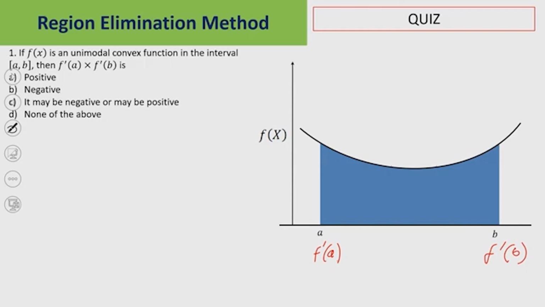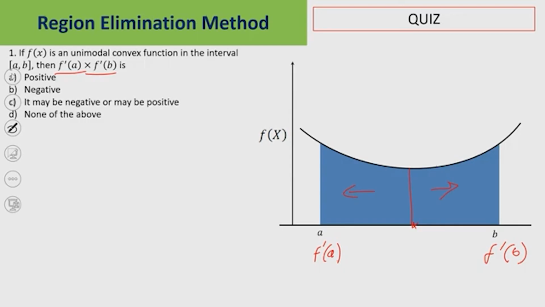Now, if I multiply these two derivatives, the derivative at a and the derivative at b, what will be the sign? Will it be a positive value, a negative value, or may it be positive or negative, none of the above? In the case of a unimodal function, there is an optimum somewhere here. Therefore, the slope on this side will be negative, and on this side will be positive.